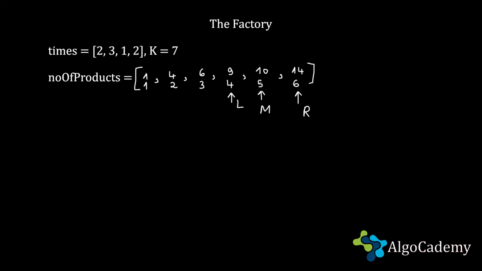What I'm going to do is again compare the value for the middle argument, number of products of middle, which is 10, to our k. And what do I see? I see that this value is greater than k. What does it mean? First of all, this means that 5 is a valid amount of time. So if I gave the workers 5 units of time in total, they could have done the job.